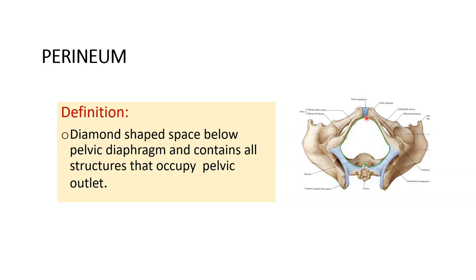And what are its boundaries? Anteriorly you are seeing the pubic symphysis, posteriorly is the coccyx, laterally are the ischial tuberosities, anterolaterally are the ischiopubic rami, posterolaterally will be the sacrotuberous ligaments. So this is the diamond shaped area at the pelvic outlet, which is known as the perineum.